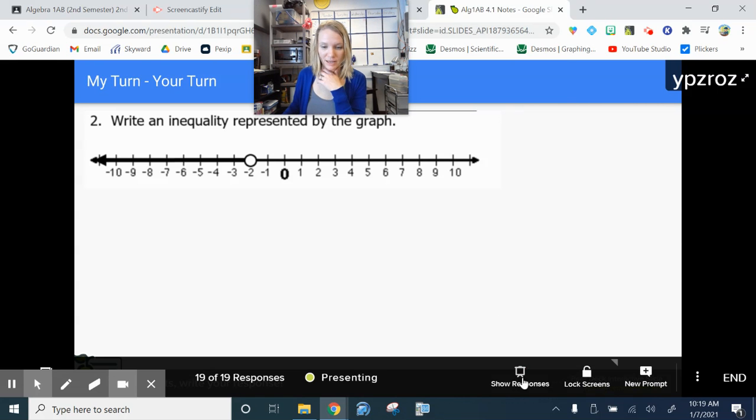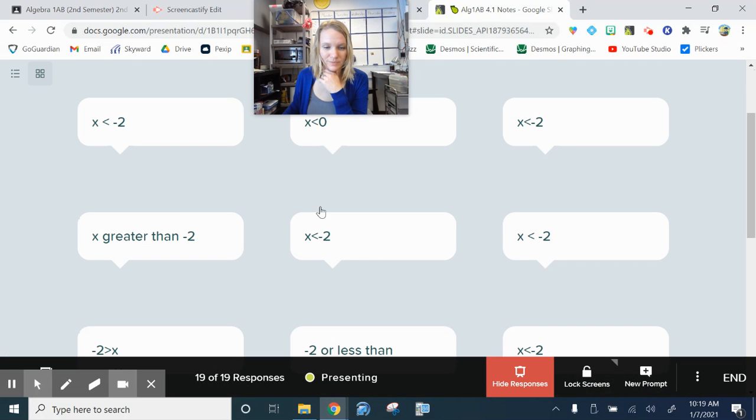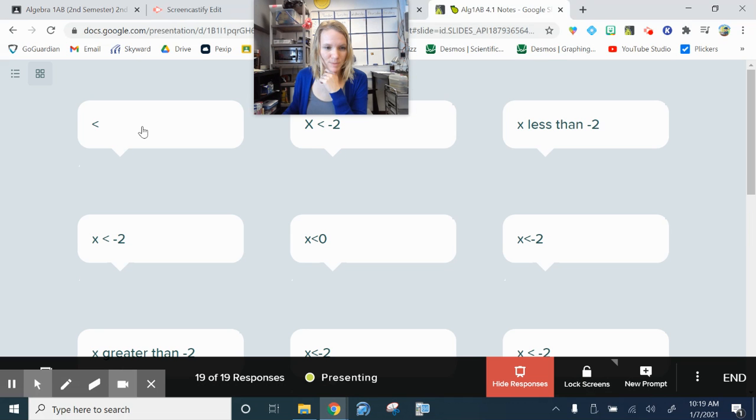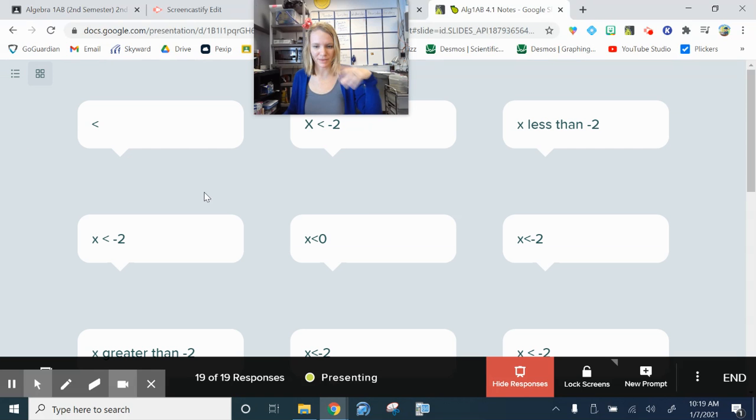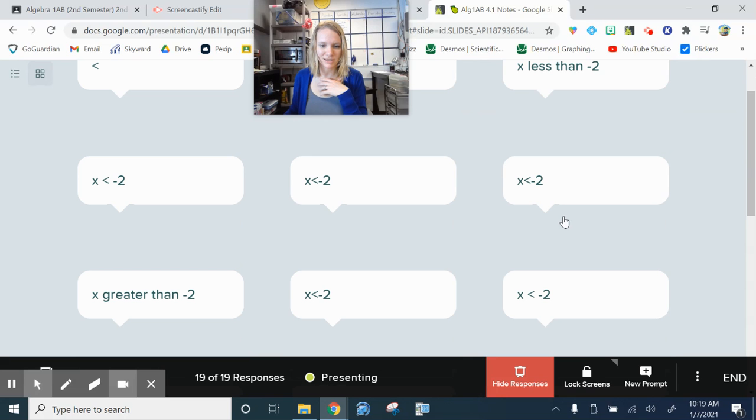Okay, so I'm going to show some responses here. Unfortunately, this time it doesn't give me a list of how many people said this, how many said that. We know we have a less than symbol. Here we have one that says x is less than -2. Here they wrote it in words. That's the same thing, that's fine. I know the symbols on your keyboard aren't as easy to find. Look at these, all of these looking the same. Very nice. If most of the class has the same answer as you, you're probably right.